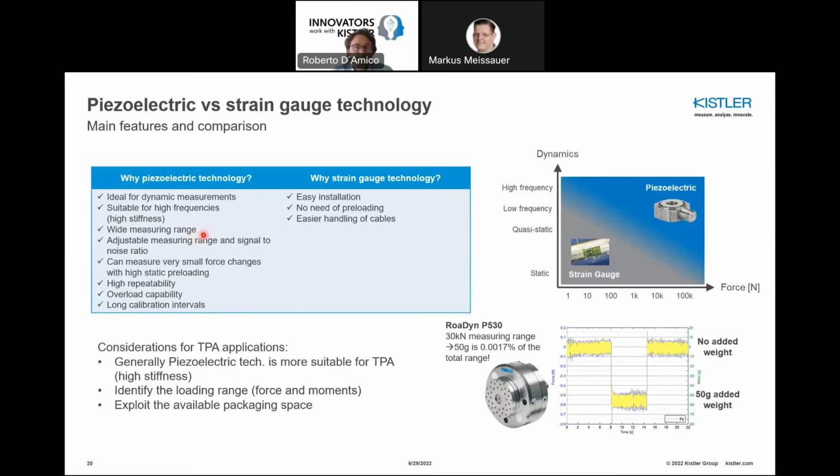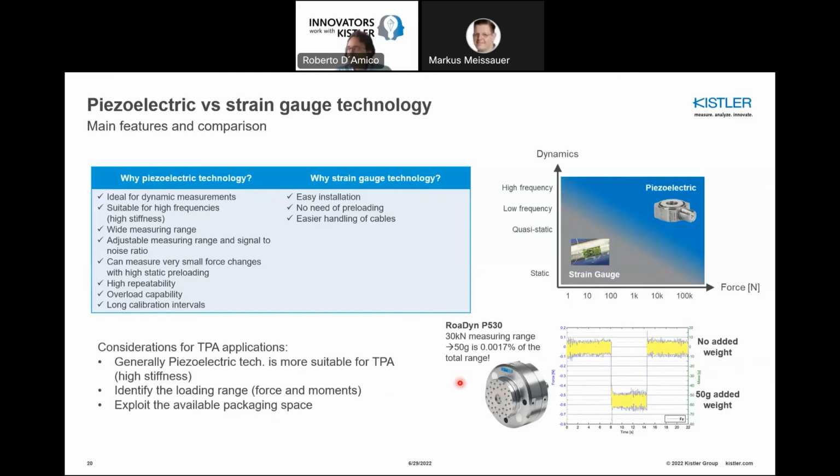Another thing is that piezoelectric measurement allows you to get a wider measuring range. And I find it also very interesting to show this example here. This is the P530. We will see this in a couple of slides. This sensor has a 30 kilonewton measuring range. Now, if we place a small part that weighs 50 grams on top of it, you can see from the measurements that the tool is able to measure that. This shows you that with piezoelectric sensors, you really have a wide measuring range. And this measuring range, as well as the signal to noise ratio, can be adjusted externally.